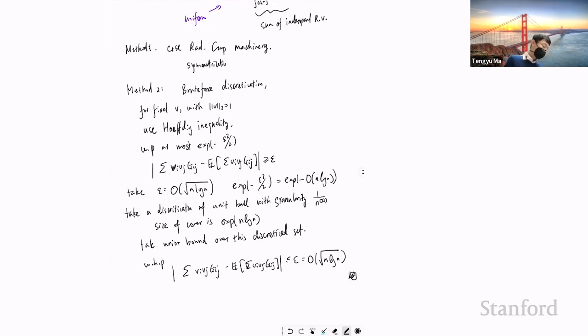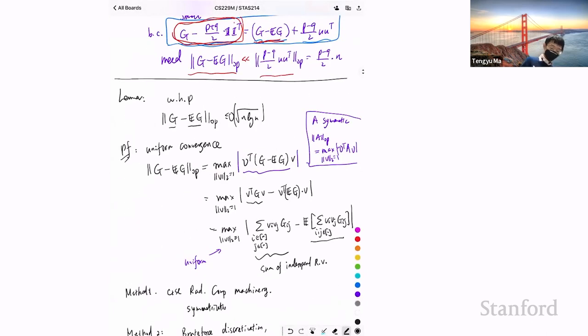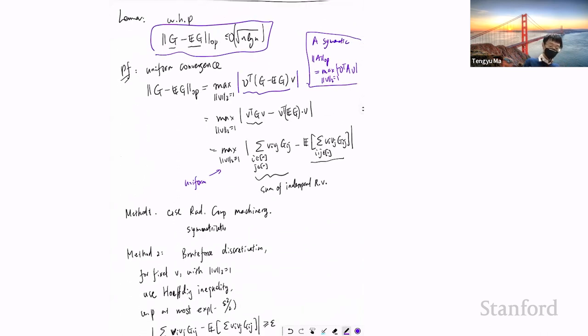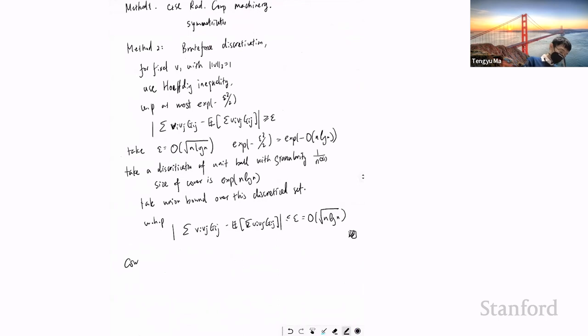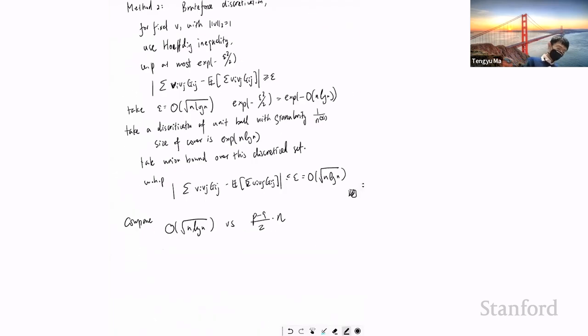And why is this useful? This is useful because now we get this lemma. The lemma is that G and the expectation of G are only different on the order of square root n, and you can compare that with the signal. So now, compare the noise level, which is of order n square root log n, versus the signal level, which is p over q times n, and p minus q over 2 times n.